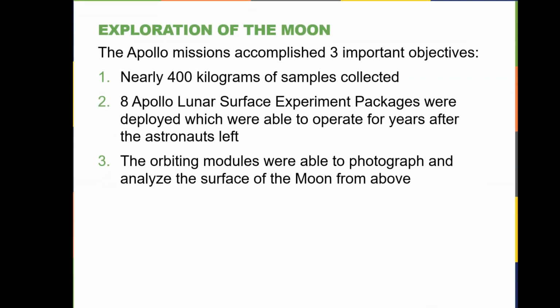The Apollo missions accomplished 3 important objectives. First, nearly 400 kilograms of samples were collected. Second, 8 Apollo lunar surface experiment packages were deployed which were able to operate for years after the astronauts left. And third, the orbiting modules were able to photograph and analyze the surface of the moon from above.